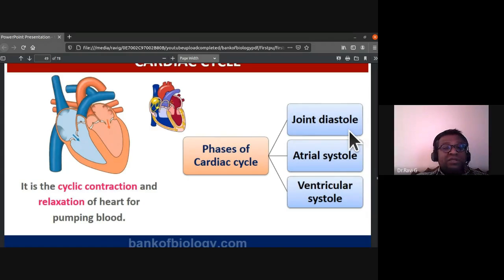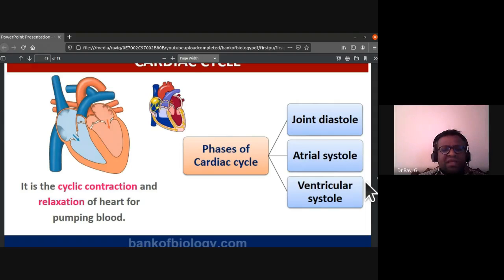So diastole is relaxation, then followed by atrial systole. Systole is contraction, and after that is ventricular systole. So the phases of cardiac cycle you can easily differentiate into three phases: joint diastole, atrial systole, and ventricular systole.